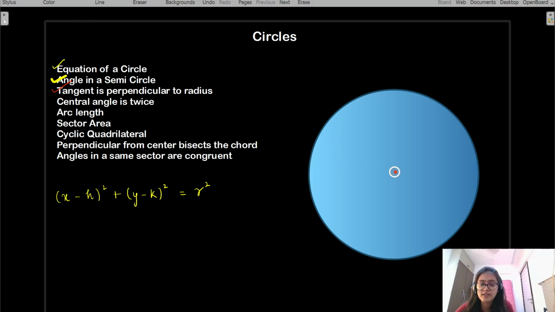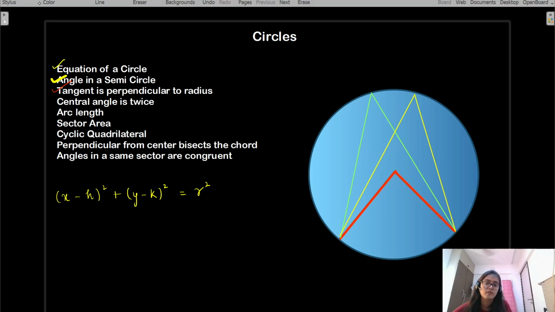So this is the center. Now a central angle is an angle which is made at the center. So this is a central angle. Now if I draw any other angle on the remaining portion of the circle like this, you can also draw something like this, or we can have something like this.